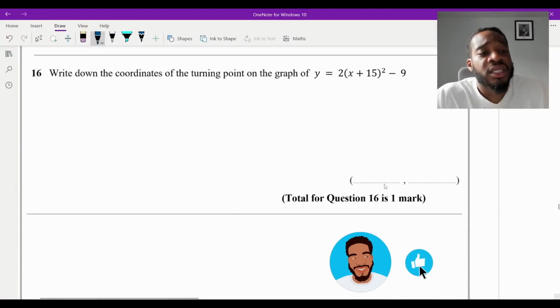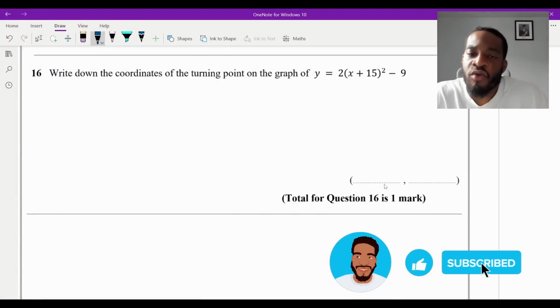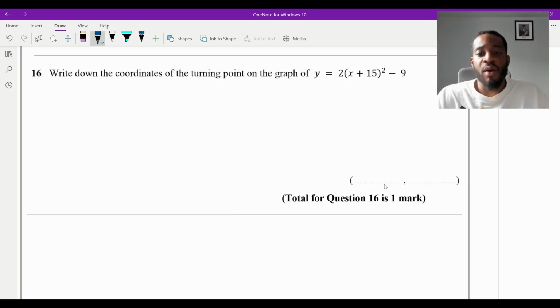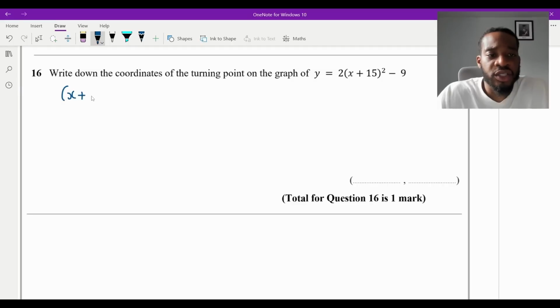Okay, so question 16 says, write down the coordinates of the turning point on the graph y is equal to 2 times (x plus 15) all squared minus 9, for 1 mark. This one is very, very easy, as long as you've seen it before. For any general quadratic, (x plus a) all squared plus b, the turning point is this: you flip the number next to x, so a plus becomes minus a, and the number on the outside, plus b, you keep the same. So minus a, plus b.